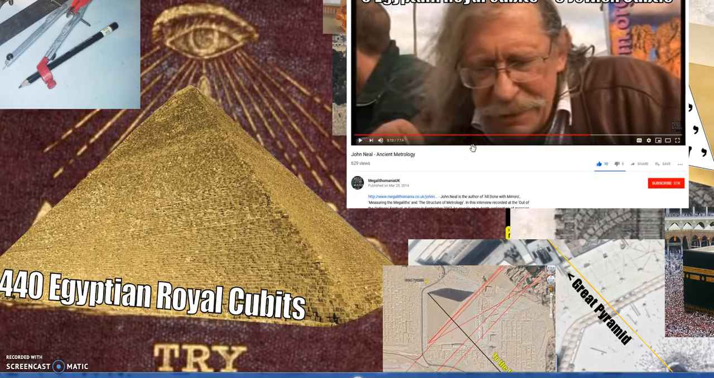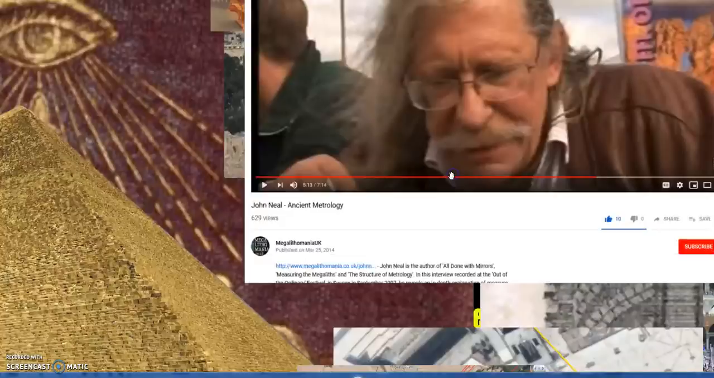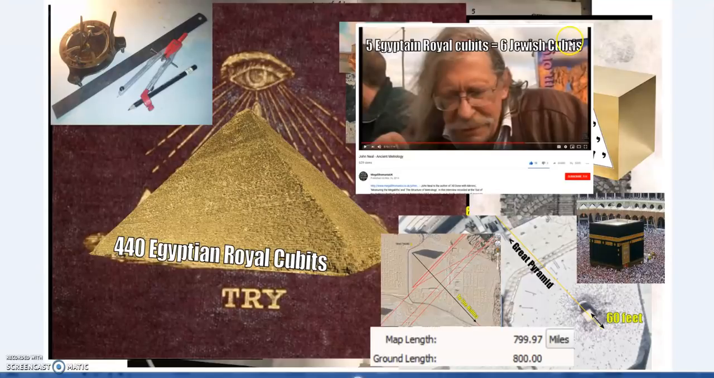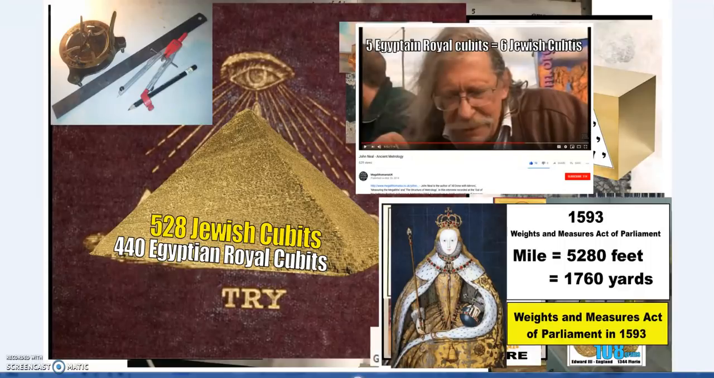John Neal, along with Robin Heath, John Michell. He's one of these people who studies metrology. Pardon, that's Egyptian, not Egyptane. But so 5 Egyptian royal cubits equals 6 Jewish cubits. Therefore, 440 Egyptian royal cubits, 5 over 6 is 528 sacred Jewish cubits. I was going to call it Jewish cubits for now, because this is a very complex issue. What cubit are you talking about in regards to this?